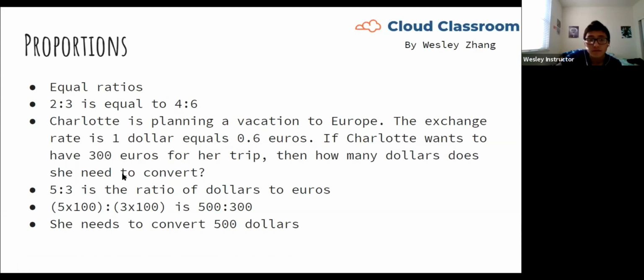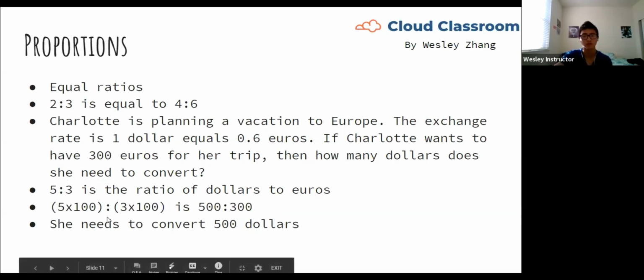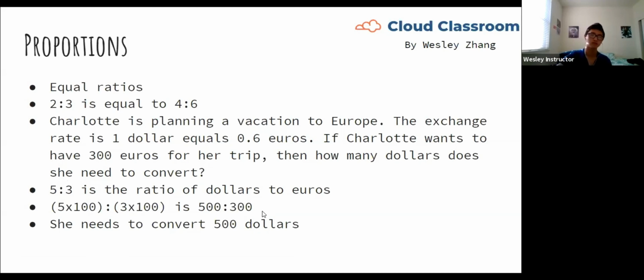All right, so 5 to 3 is the ratio of dollars to euros. We can see that because it's 1 to 0.6, but we want to simplify it, we want to get rid of the decimal. And that simplifies in whole numbers to 5 to 3. So we multiply, and it says she wants to have 300 euros. So we multiply 3 by 100 and 5 by 100 to get the ratio 500 to 300. So this means she needs to convert $500.